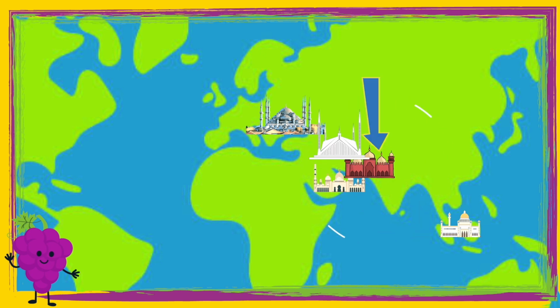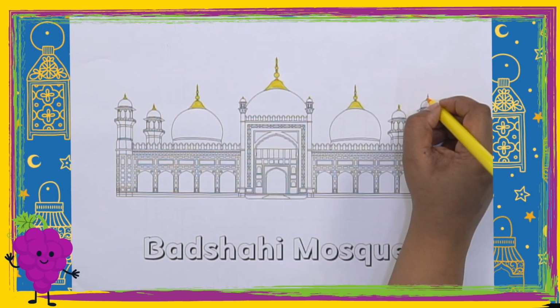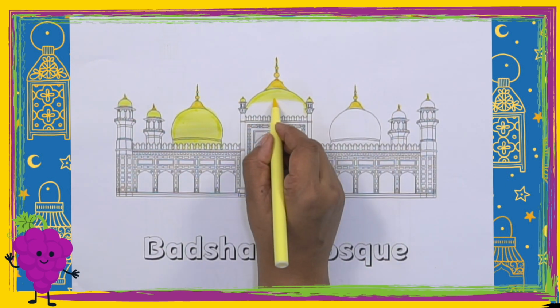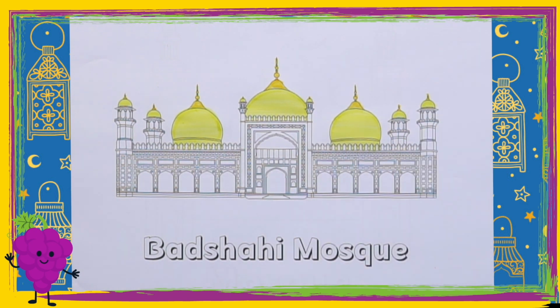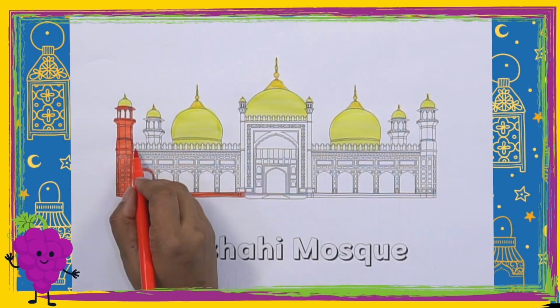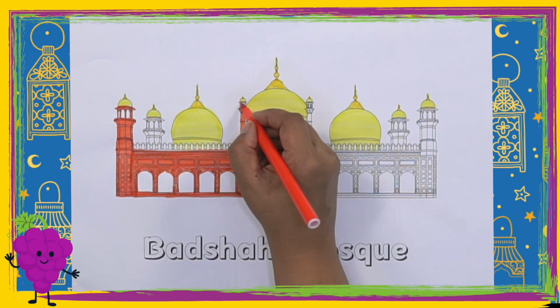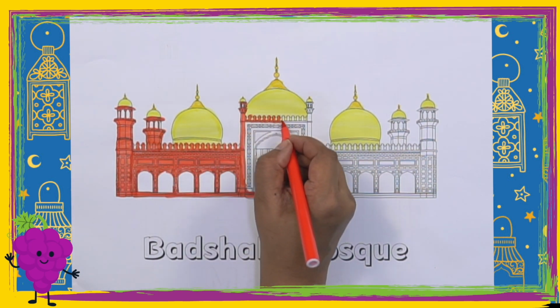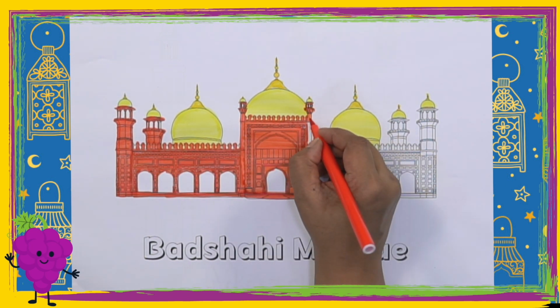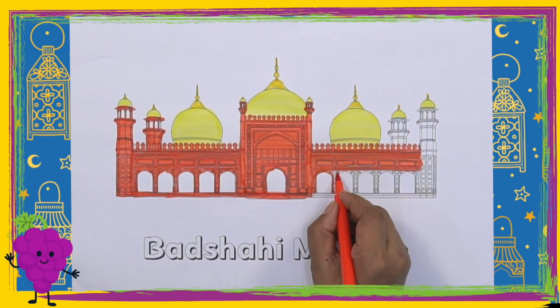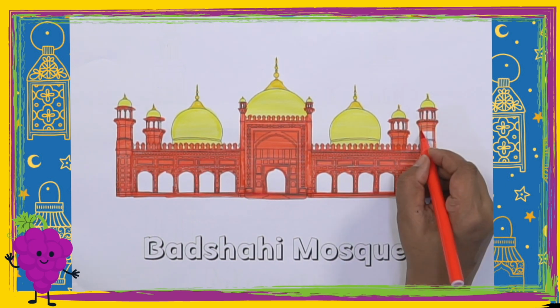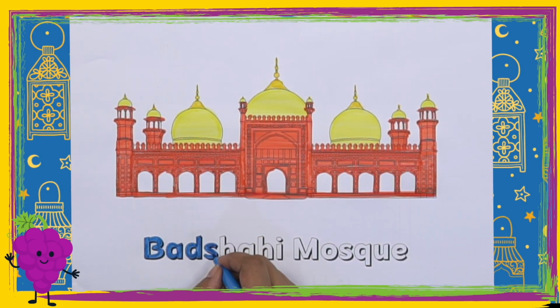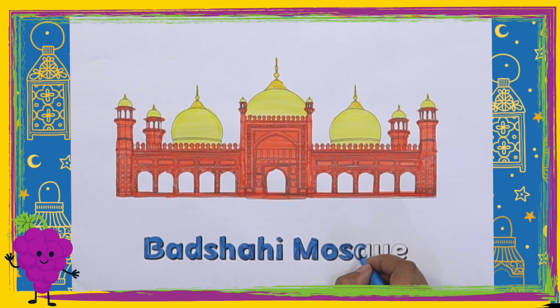There it is. Let's color it. Let's color the Badshahi Mosque. This is the Badshahi Mosque.